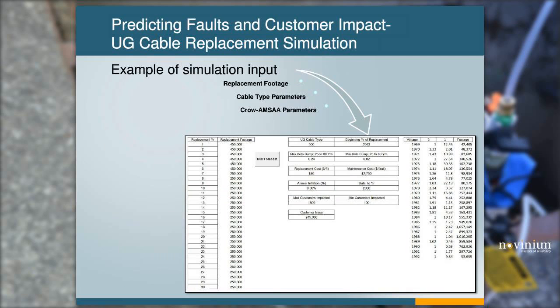Here's an example of the input for the simulation. There's basically 3 parts to this input. We have our replacement footage, some cable parameters, and then our Crow-AMSAA parameters.